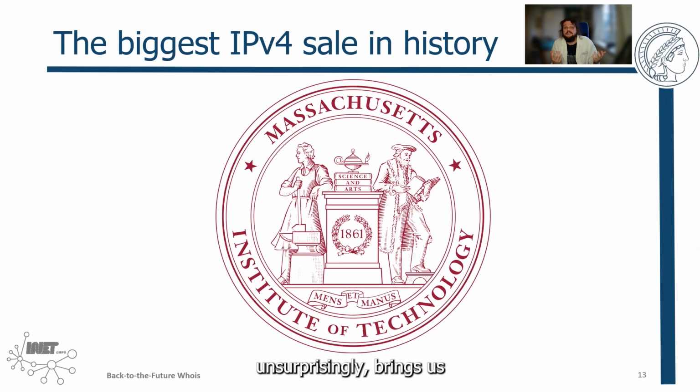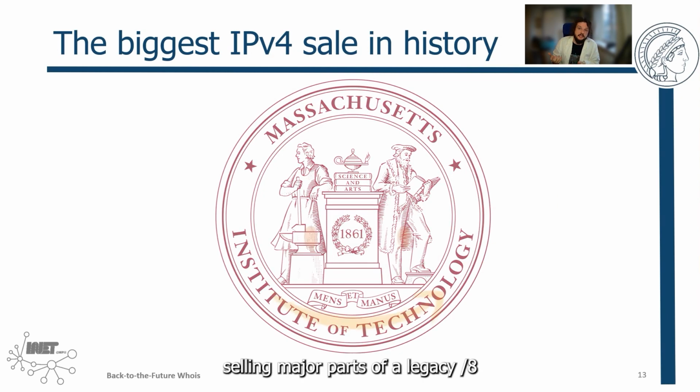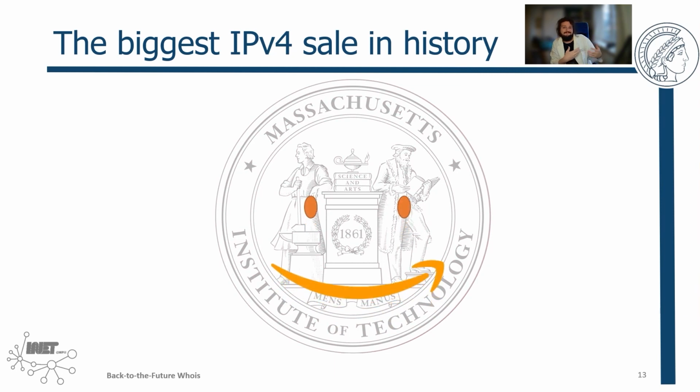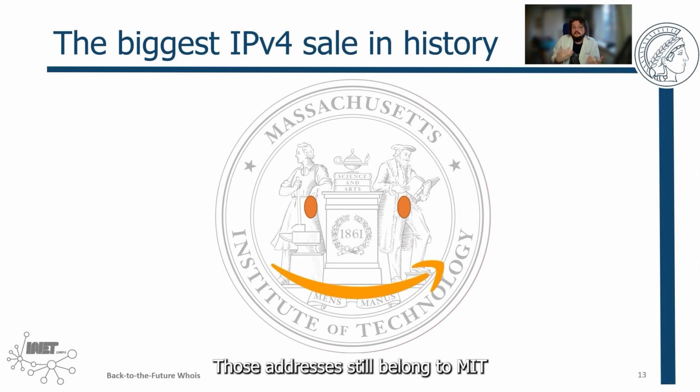The answer, unsurprisingly, brings us to the beautiful town of Boston, not only known for their chowder, but also for universities whose full name I'm not willing to butcher trying to pronounce it on stream, selling major parts of a legacy /8 to Amazon. Back in 2015 and 2016, those addresses still belonged to MIT, and we wrongfully attributed them to Amazon because if you check today, they are fully integrated into the digital world of a spacefaring netizen.